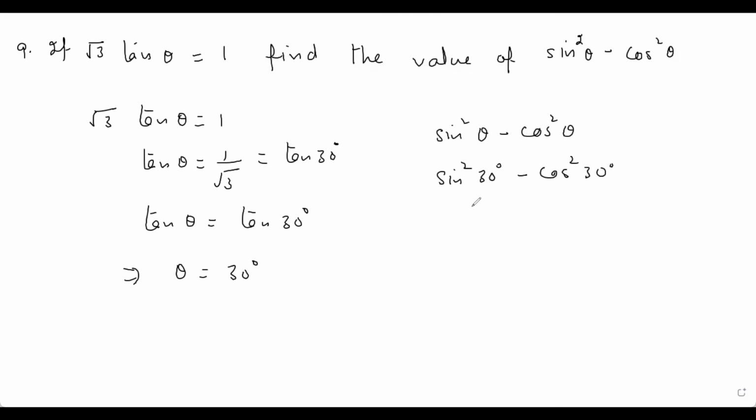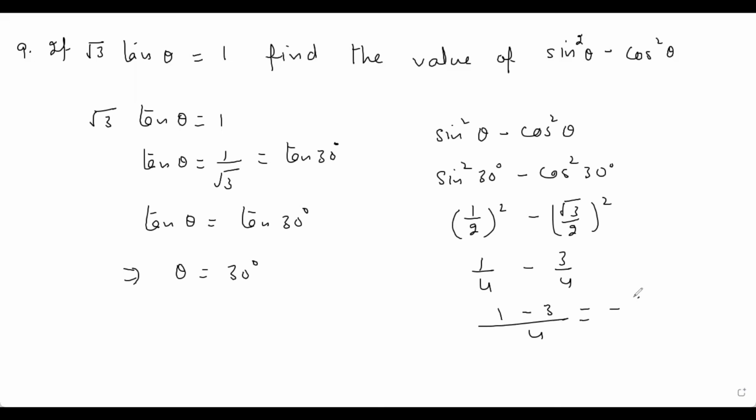Now sine 30 degree is 1 by 2, that is whole square now. So sine 30 is 1 by 2. So this is 1 by 2 whole square. Cos 30 is √3 by 2. √3 by 2 whole square. So this is equal to 1 by 4 minus 3 by 4. 4 is the LCM, 1 minus 3. That is minus 2 by 4. 2 2s are 4, minus 1 by 2. So value of sine square theta minus cos square theta is minus 1 by 2.